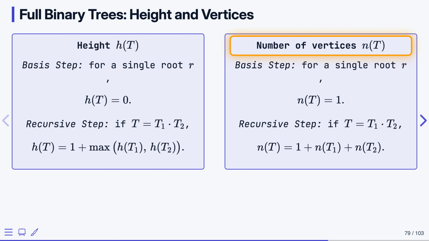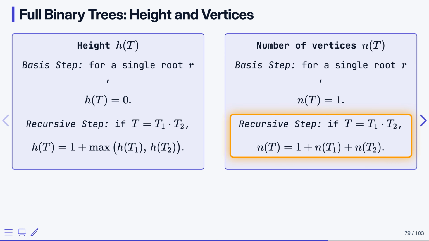The second one is the number of vertices, written n of t. For a single root, there is just one vertex. When we join two trees, we count 1 for the new root, plus all the vertices in t sub 1, plus all the vertices in t sub 2.